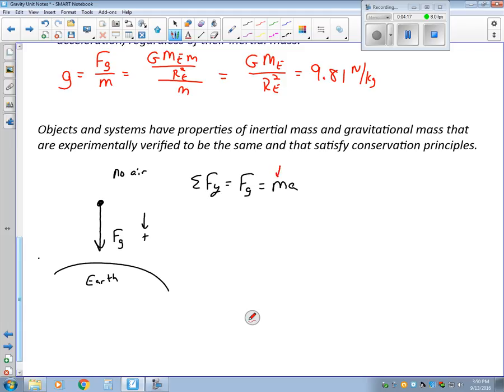This right here is your inertial mass. All right, well, the force due to gravity, Fg, is mg. Now, this mass right here is your gravitational mass. And again, all experimental evidence says that these two are the same. So that all objects will have the same acceleration of 9.8. Again, that's only near the Earth's surface.